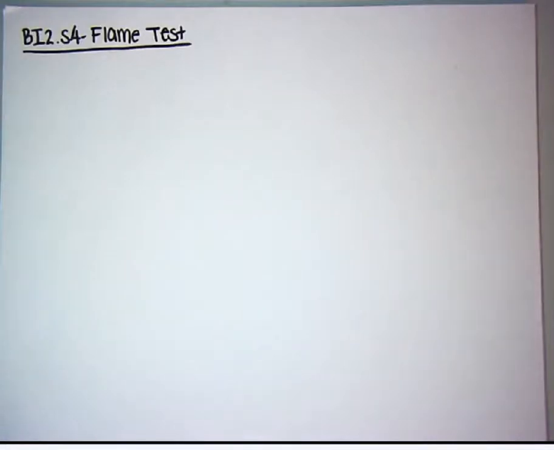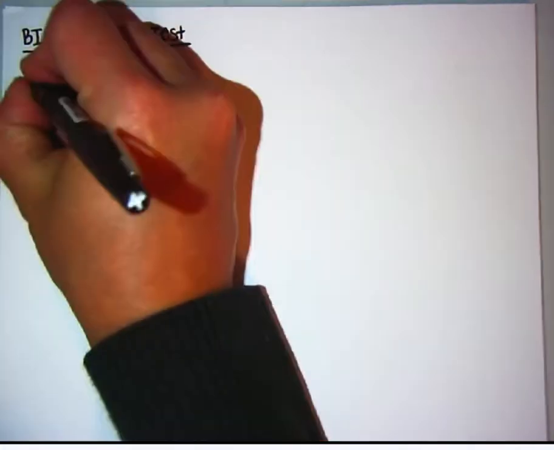This lesson will cover Big Idea 2, Standard 4, and our topic for today is the flame test.